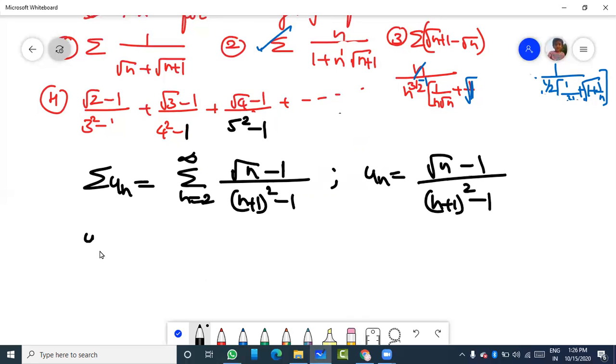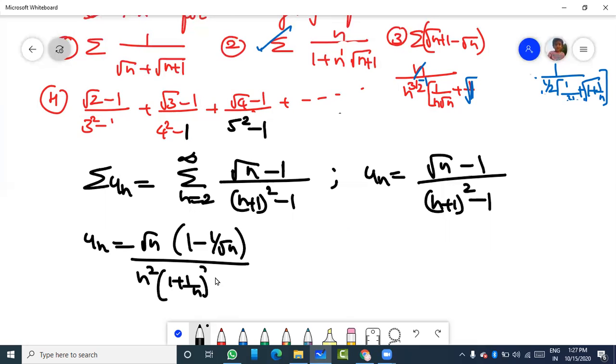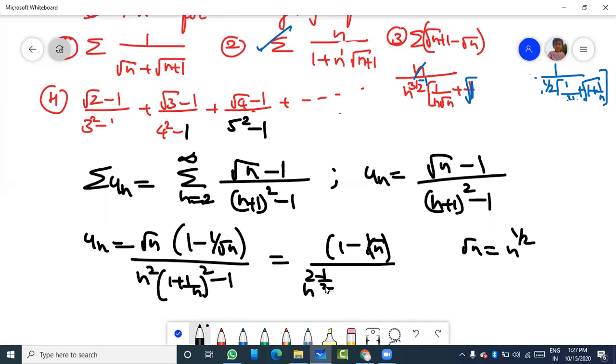Here in the Un, in the numerator root n common, 1 minus 1 by root n. In the denominator n square common, 1 plus 1 by n whole square minus 1. Actually n common, n square is n whole square is n square. It is equal to 1 minus 1 by root n by n power 2 minus 1 by 2. Why? Because root n is nothing but n power 1 by 2. It is taking to the denominator. 2 minus 1 by 2 is 3 by 2. This is 1 plus 1 by n whole square minus 1.